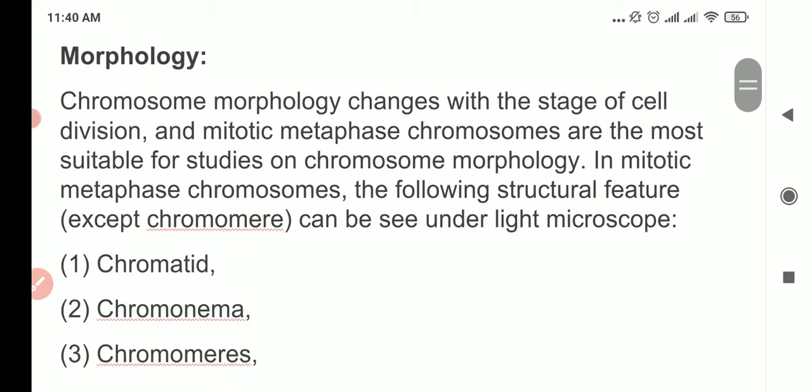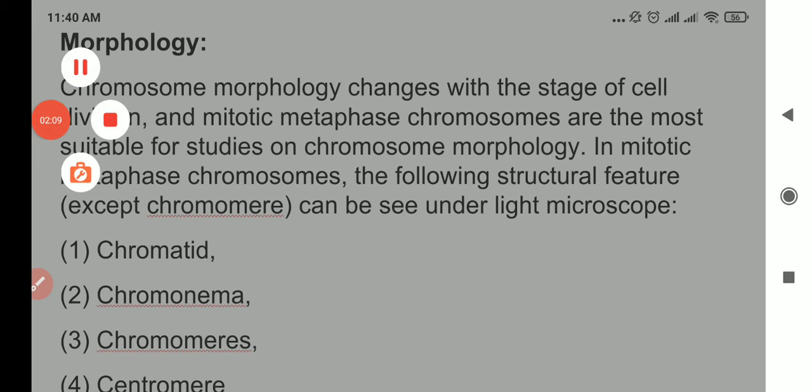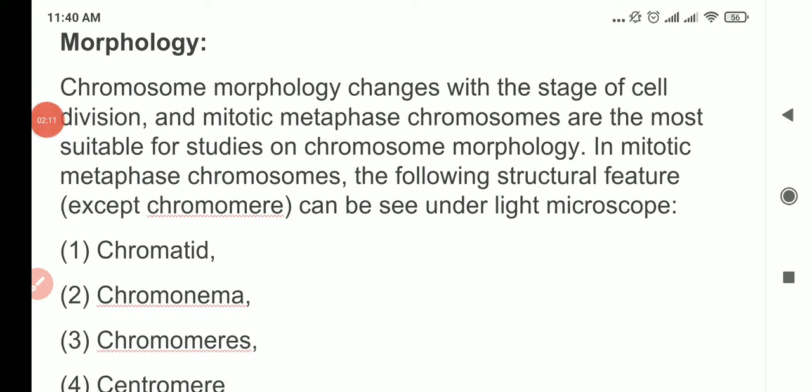I think it's clear. Now going directly into the morphology. It changes with the stage of the cell division, and the mitotic metaphase chromosomes are the most suitable for studies on chromosome morphology. Just like in practicals, you do it during the mitosis phases. That's why you choose the root tips or the buds, because those are the dividing cells, the mitotic cells. So you can see the chromosomes clearly during those stages.